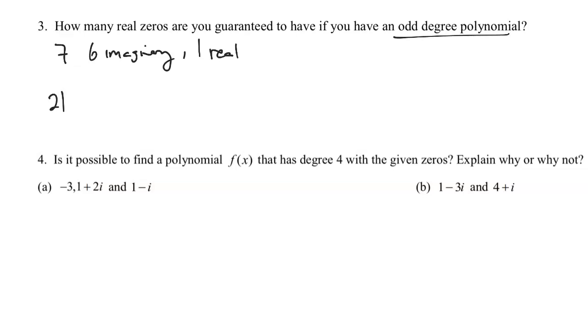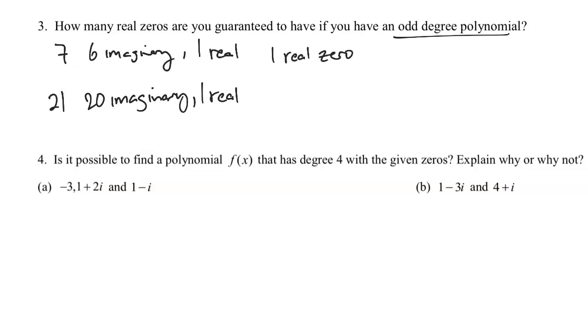Well, the imaginary zeros have to come in pairs, and so therefore the highest number of imaginary zeros would have to be 20, which would leave 1 left over to be real. And so therefore, it seems pretty obvious that you have to have at least 1 real 0.